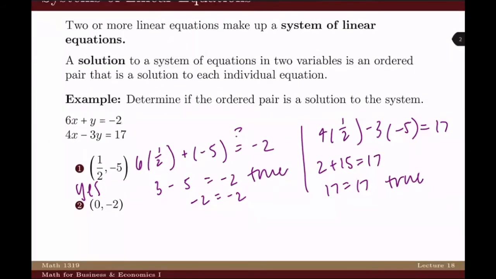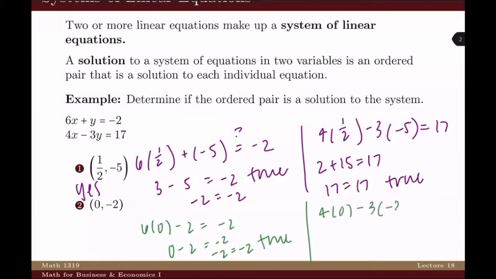Next, we will do number 2, which is 0, 2. So that means we'll have 6 times 0 minus 2 equals -2, which is 0 minus 2 is -2. -2 equals -2, so true. Then we will check the other equation. So that's going to be 4 times 0 minus 3 times -2 equals 17. So it's 0 plus 6 equals 17. 6 equals 17. That is false. So this is not a solution.